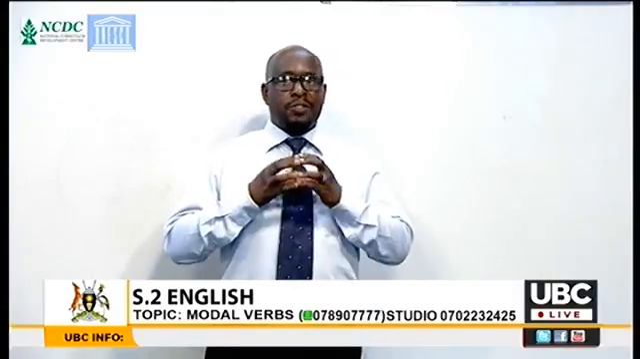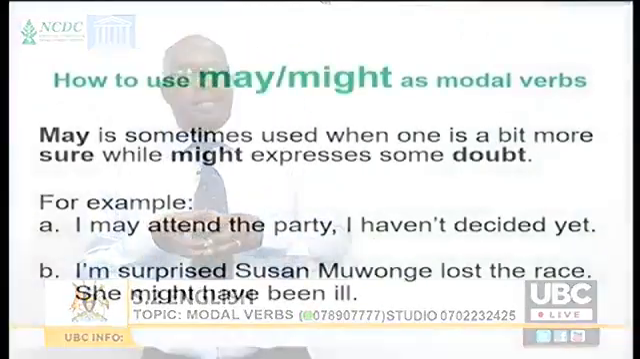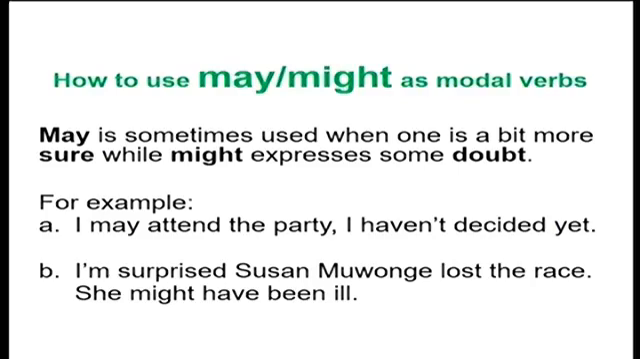And then, of course, there's the second sentence: I am surprised Susan Mwonge lost the race. She might have been ill. Maybe, maybe not. Maybe she lost the race for another reason.